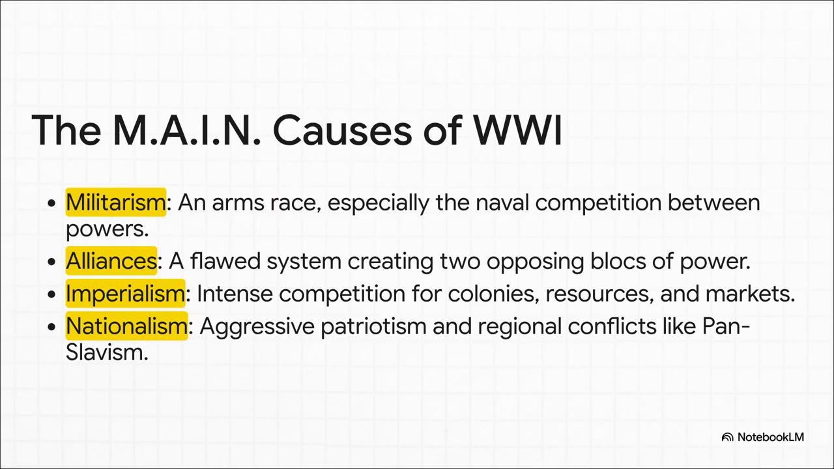So how did Europe get to this breaking point? Well, historians have this super handy acronym to help us remember the long-term causes, MAIN. M is for militarism. Think of it as a massive arms race, everyone building bigger armies and navies. A is for alliances, this tangled web of treaties that basically split Europe into 2 armed camps. I is for imperialism, that frantic scramble for colonies and resources that pitted all the major powers against each other. And finally, N is for nationalism, this really intense, aggressive patriotism that was tearing empires apart from the inside out.